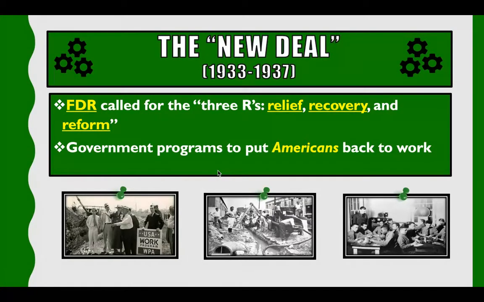He calls for 3 Rs: relief, recovery, and reform, and basically creates government programs to put Americans back to work. This would be a socialist ideal. This is the government interfering in the private market to try to make people's lives better and to create more equality, to better regulate wealth. Again, by contrast, in laissez-faire, the government would do nothing and the market would self-correct.